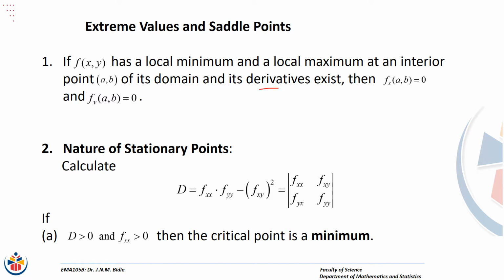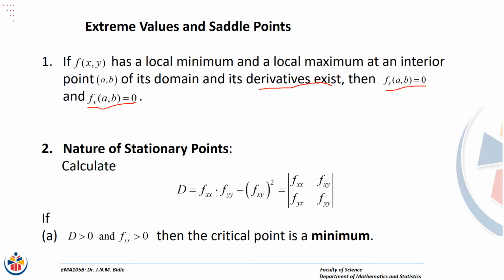So these derivatives have to exist, because we're going to find the first derivative with respect to x at that particular point and equate it to 0, because we know the first derivative test requires that the first derivative be equal to 0 at the stationary point. So hence it works even here. First derivative with respect to x and first derivative with respect to y, both of them equated to 0.